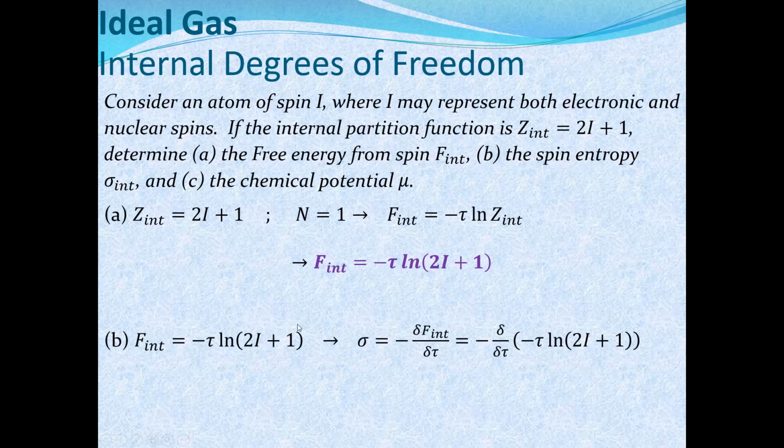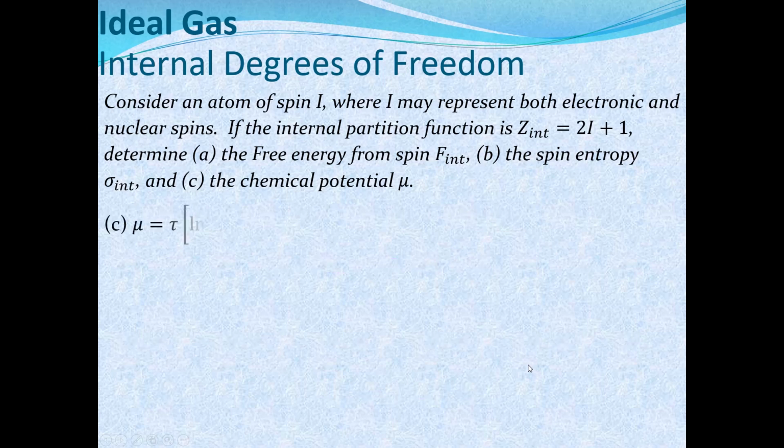Once we have the free energy, we take the partial of this with respect to tau, and we get the entropy. Pretty easy, since what's inside this ln function is not temperature dependent. So we're just taking the partial of this, which is just 1. And then for the chemical potential, all we have to do is plug this into our equation for the potential energy, with the internal extension.